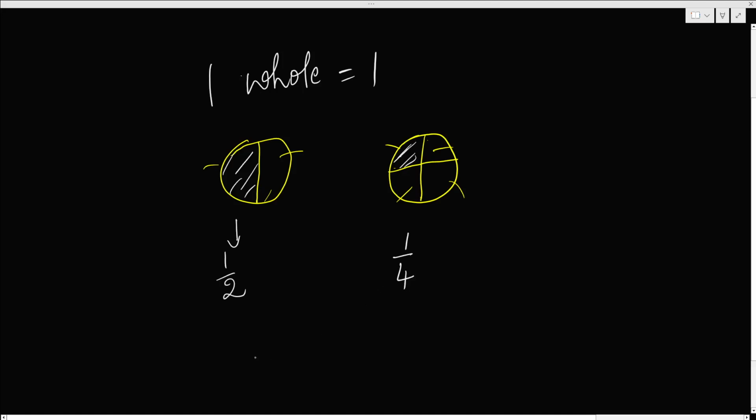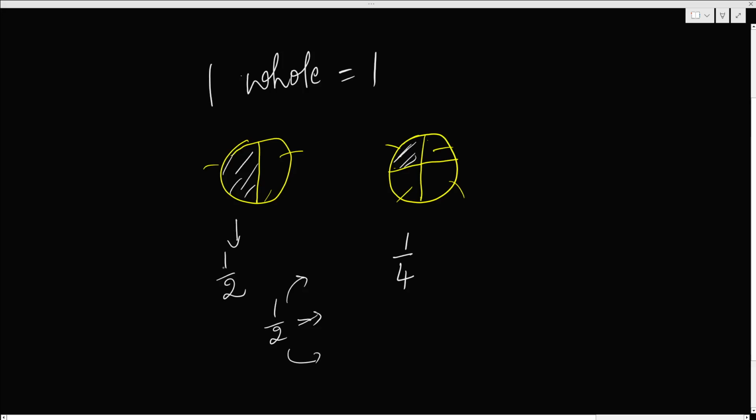Okay, so in 1 by 2, the top is called a numerator and the bottom is called a denominator. Numerator tells how many parts we take, and denominator tells the total number of parts.